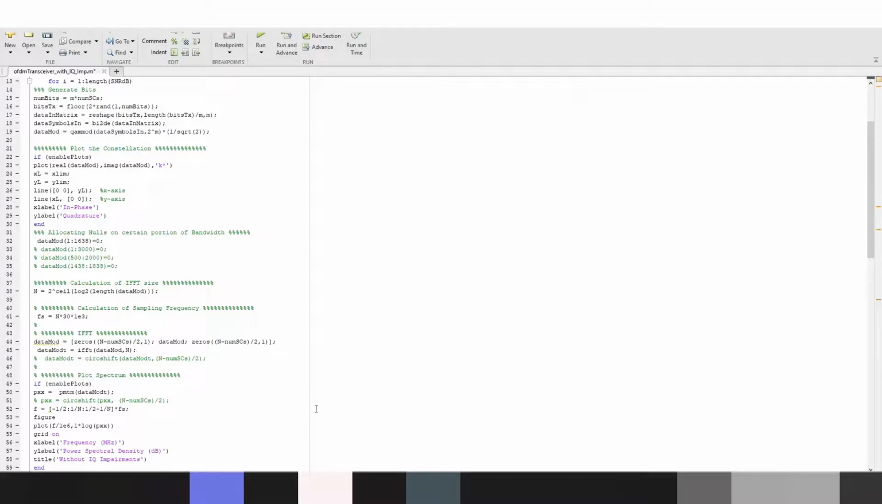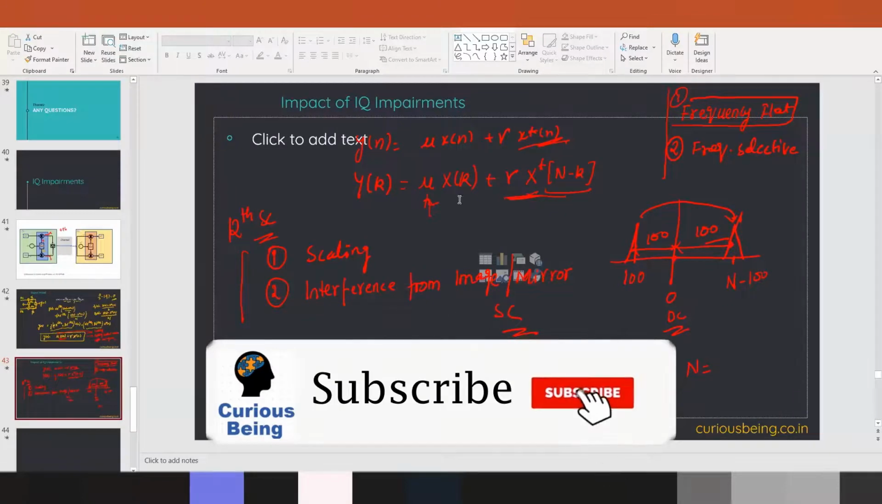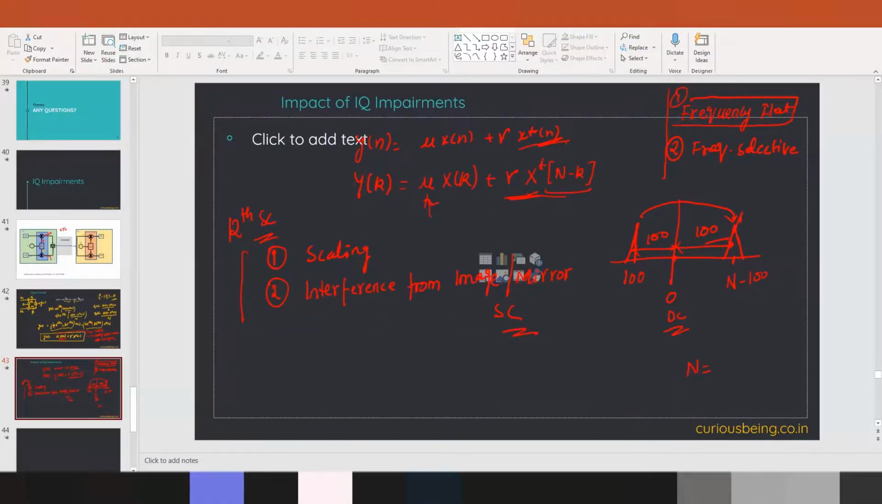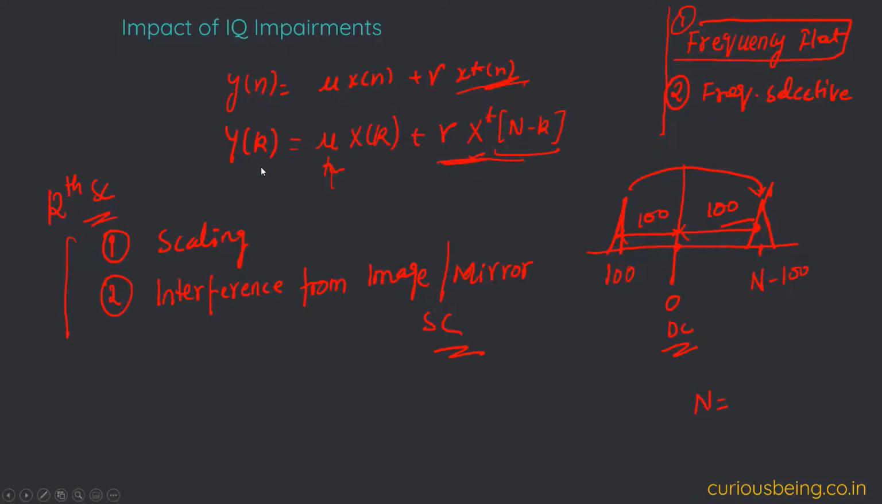In this case, what I did is that I am only allocating half of the subcarriers. On the left half, I am just allocating zeros. So in that case, because of IQ impairment, instead of zeros, there will be some non-zero number. Why? See, if my allocation is something like this, let's say this is DC, this is minus n by 2, and this is n by 2 minus 1. This will be my allocation. So I'm allocating zeros here, but I'm allocating some power here.